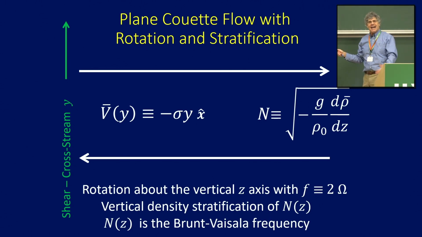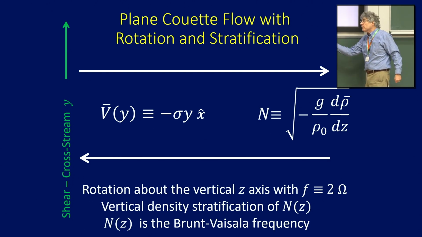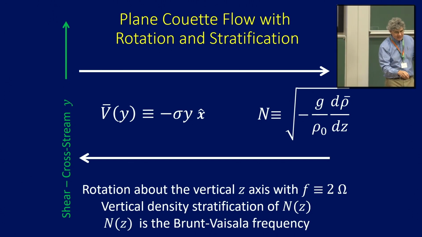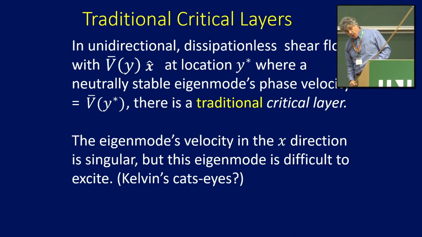If I were dealing with a gas, this would not be the density, it would be the potential density. But this one over here, you're going to find that, at least for constant Brunt-Väisälä frequency, it's also neutrally stable. However, there's some really interesting physics here. This flow has critical layers.